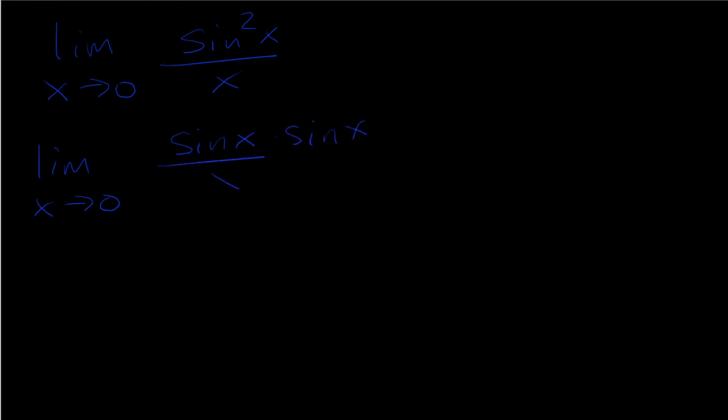Next, we have the limit as x approaches 0 of sine squared x over x. We know that sine squared is sine times sine, and I could just put the x over one of the numerators. And then I can say, okay, sine x over x goes to 1. So I'm left with sine x, where, well, as x approaches 0, sine of x also approaches 0.